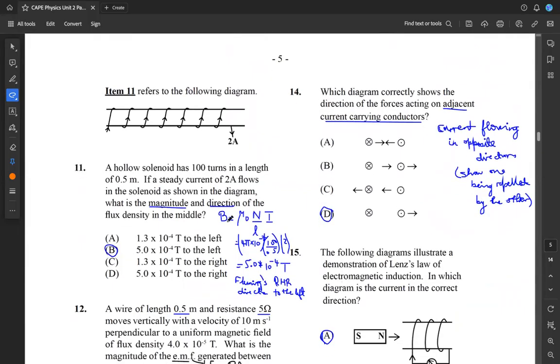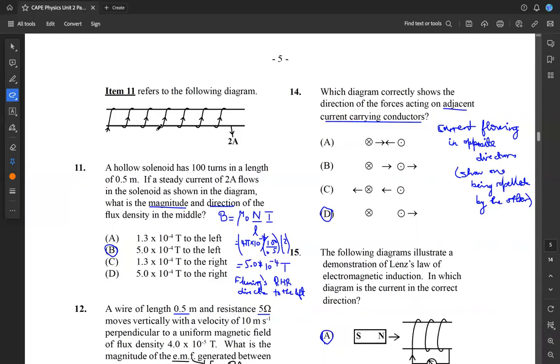Item 11 refers to the following diagram. Looking at this diagram, we see that it's a solenoid, and you have your current flowing upward. If you use the right-hand rule and wrap your 4 fingers around that coil, that's the direction of current, and that's what they're showing us. So we're just hugging it, wrapping our hand around it.